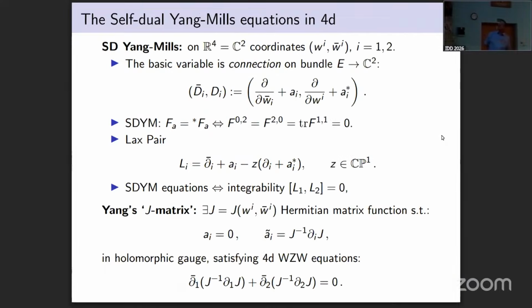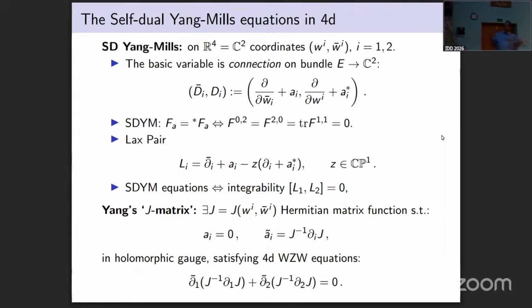Just to explain what I mean by some of that, let's write down what the Yang-Mills equations are in 4 dimensions. Here I'm going to think about it in a more Euclidean context, as if the 4 dimensions is really C^2, but thought of in a real way, with complex coordinates w^i and w-bar^i, i equals 1 and 2. If you do that, then self-dual Yang-Mills is a theory of a gauge connection on a bundle over Euclidean 4-dimensional space, or C^2, with its choice of a background complex structure.